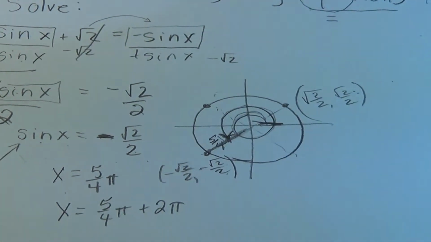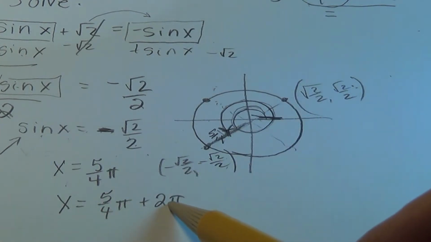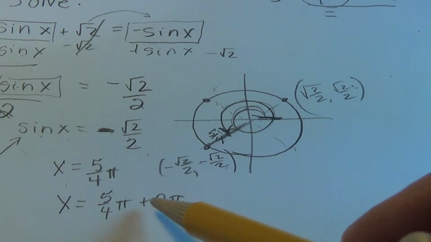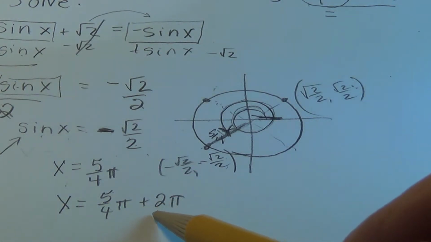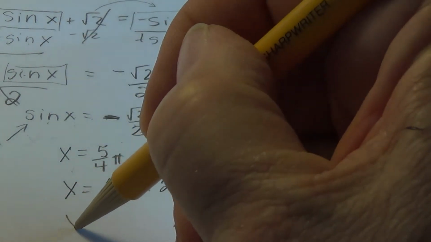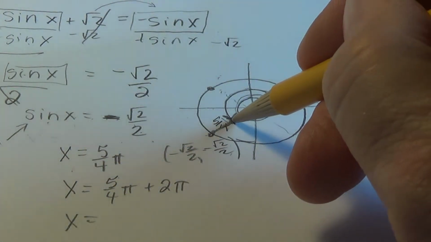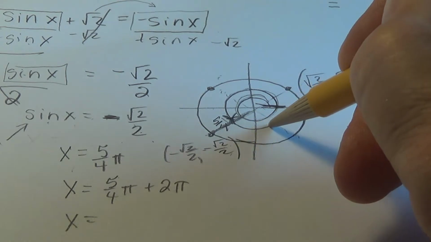And of course I could combine those because 2 is 8/4 plus 5/4 is 13/4 pi. But I'll just leave it like that for a minute to make a point. And is there another one? Well, why stop there? We're having such a good time. Let's go around again.